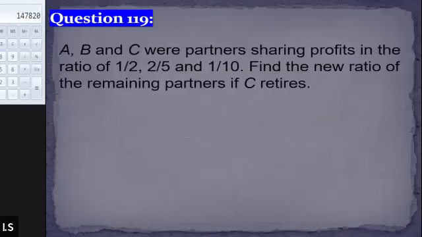Let's start with question 119. It says that A, B, and C were partners sharing profit in the ratio of 1/2, 2/5, 1/10. We need to find out the new ratio of the remaining partners if C retires. Question is very simple. There are three partners. Their existing ratio is 1/2, 2/5, and 1/10.